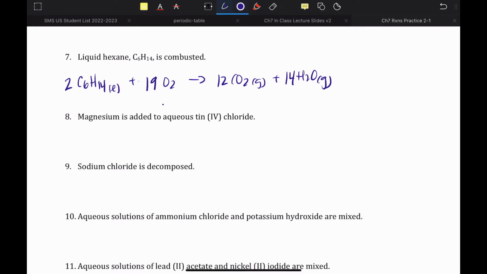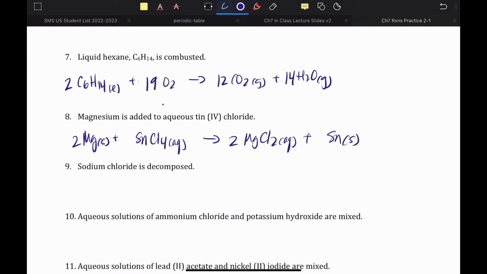All right, next up, magnesium is added to tin(IV) chloride. So we would take our magnesium, solid, and aqueous tin(IV) chloride, and then we would look at these and say, ooh, element plus compound. The element will switch with whatever it's most similar to, which between tin and chlorine is the tin, right? And then we'll produce a new element and a new compound.